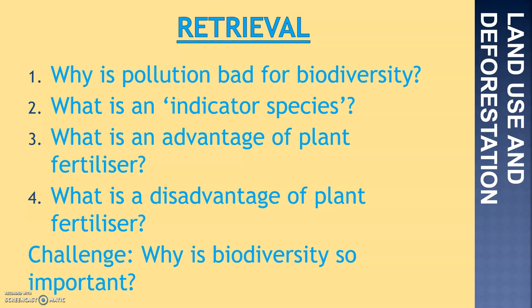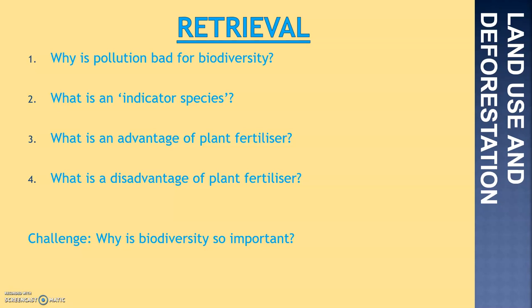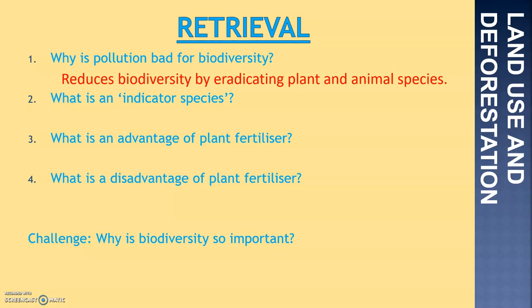All right. I believe all the questions have been answered. Brilliant. The first question asks us, why is pollution bad for biodiversity? Remember from last lesson, we talked about how pollution leads to a reduction in biodiversity by eradicating plant and animal species, and that's not what we want. So pollution reduces biodiversity by eradicating plant and animal species.